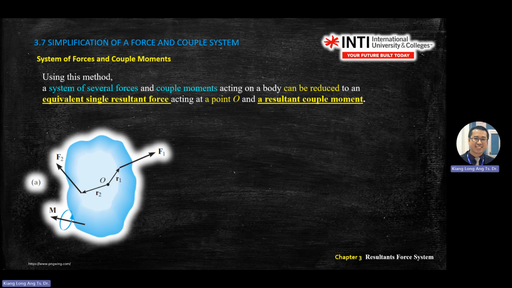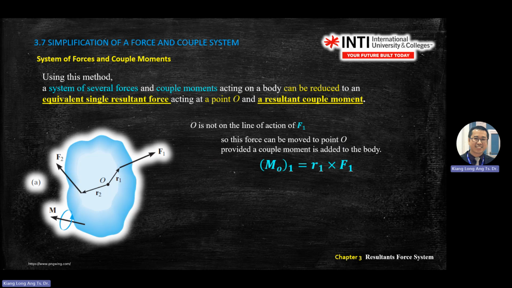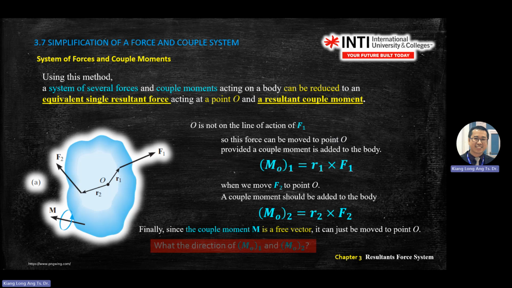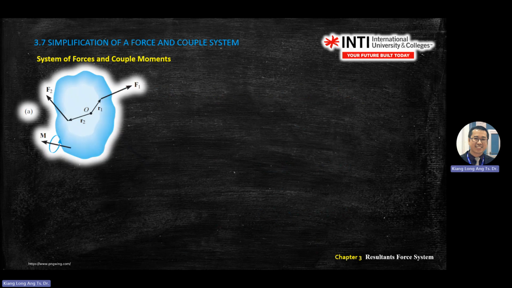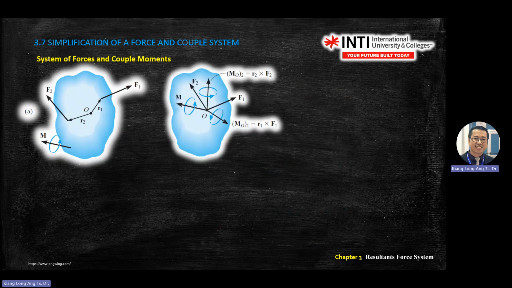Okay, the rest you read. Means these forces to the O will create one moment. This one will create one moment. Combine with this force, you get the total resultant. Okay. Direction of M1, M2 will be like this. So it means force at O.